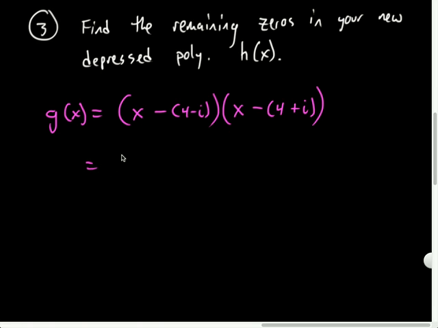So this is equal to, let me distribute this minus sign for both of these. For this, I'm going to have x minus 4, and minus a negative i is the same as plus i. And for this one, I'm going to have x minus 4, and instead of plus i, it's going to become a minus i.